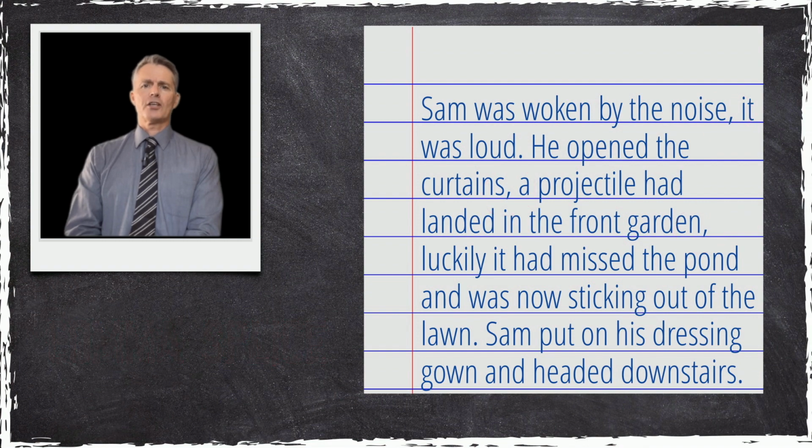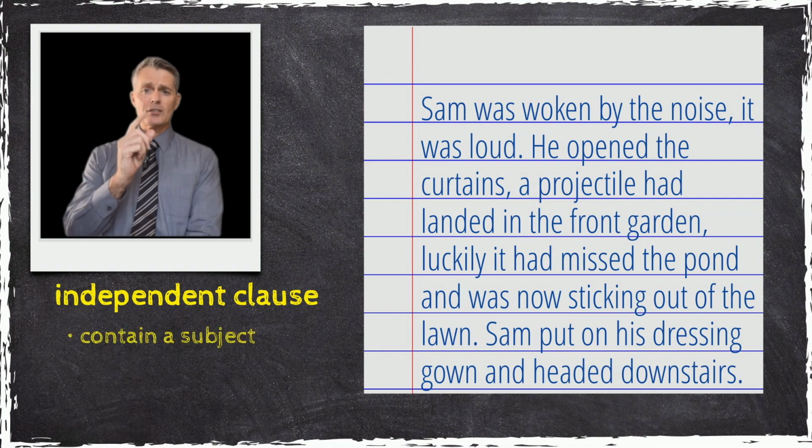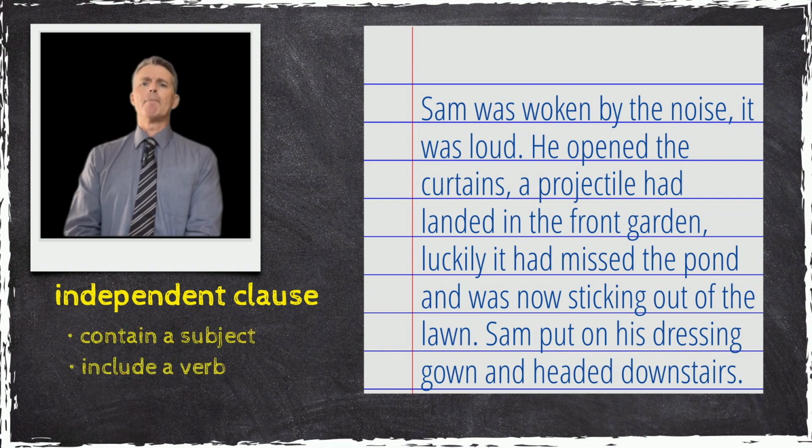To understand what a comma splice is, we need to identify all the independent clauses that have been written. An independent clause is a group of words that contain a subject and a verb and make sense on its own. Let's highlight each one.